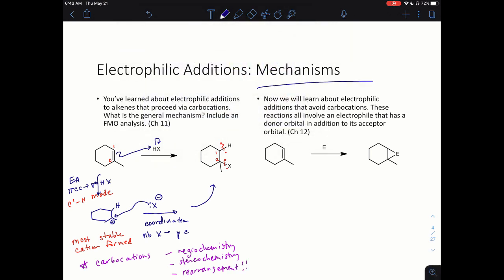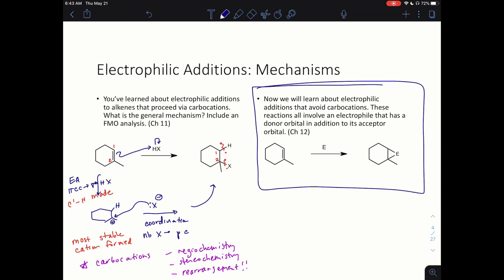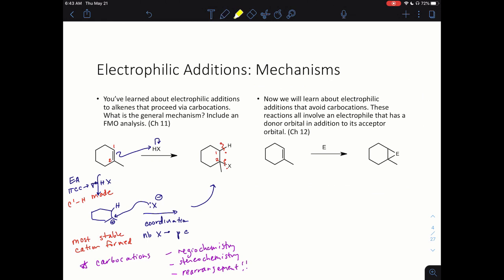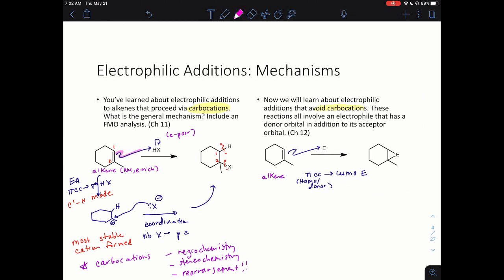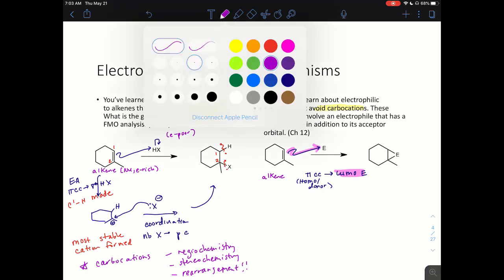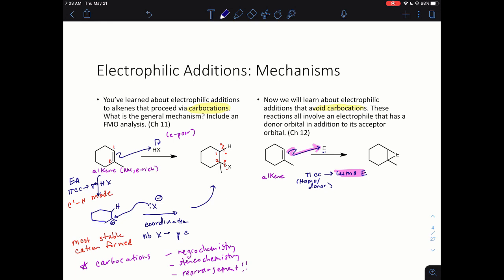We will contrast these reactions to the group that we're going to start discussing today, and those reactions avoid carbocations. It's this first electrophile addition step that generates the carbocation, right? Because only one atom made a bond in the first step for the reactions that proceed via carbocations. But today what we'll see is some electrophiles, they have good acceptor orbitals and they have a good donor orbital. So there's some donor orbital, I'll just put a lone pair right now, but there's a donor orbital that will attack back.